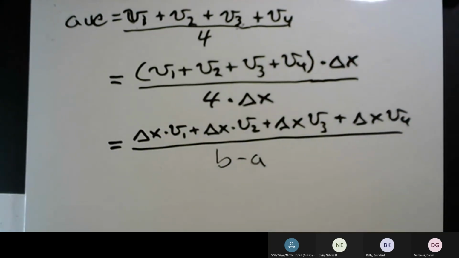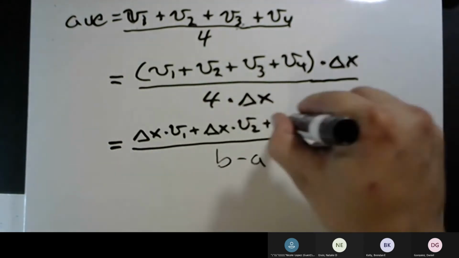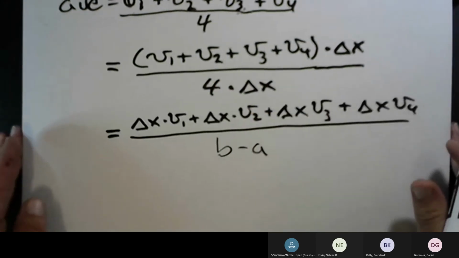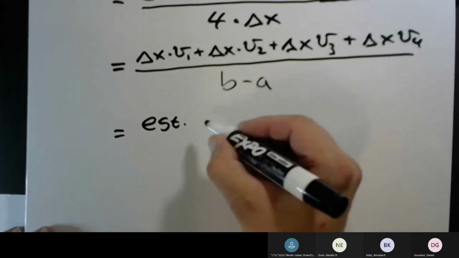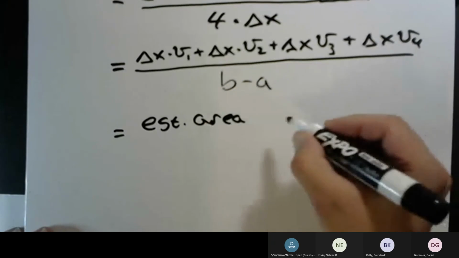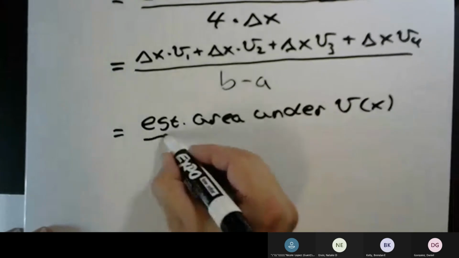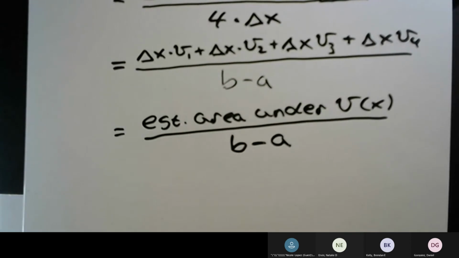So what this lets us do, this here is an estimate of the area between the curve and the x-axis. So this is the estimate of area under, in this case, instead of v of t, it's v of x, changed the variable, divided by b minus a. Questions about that?